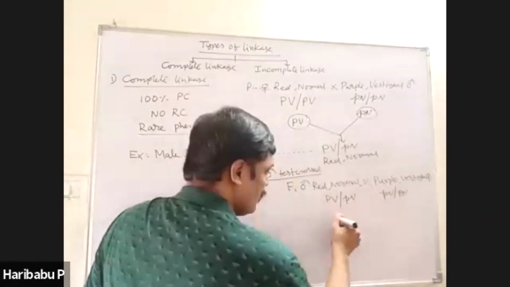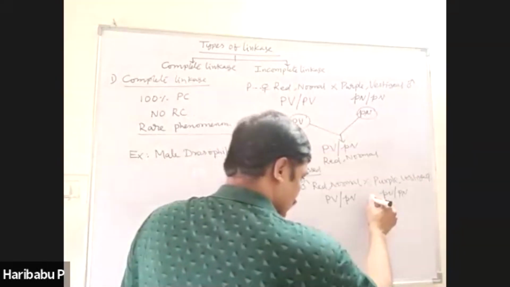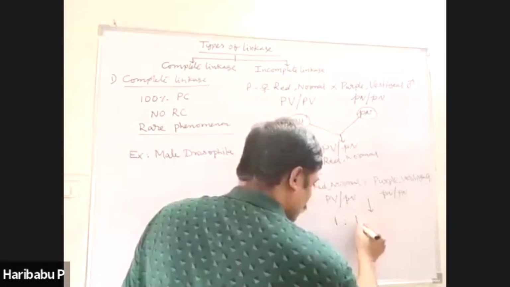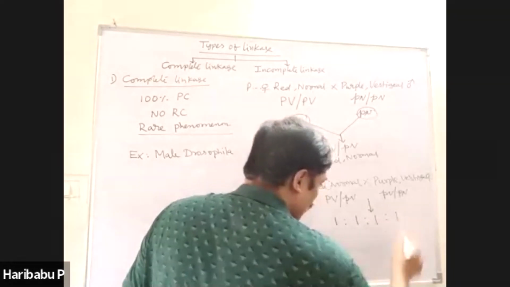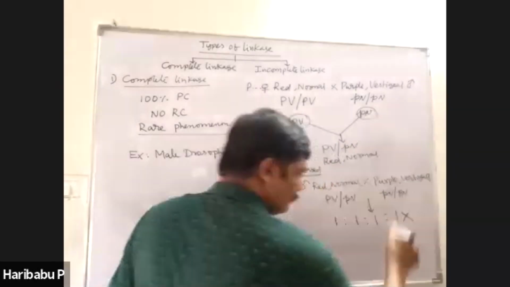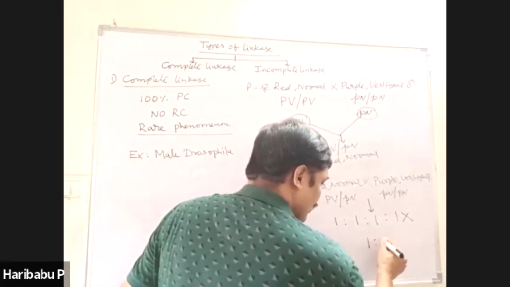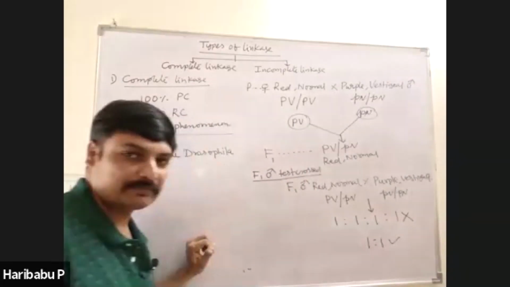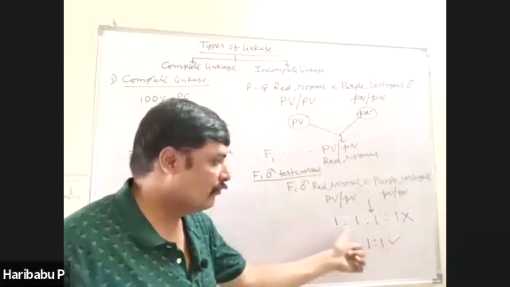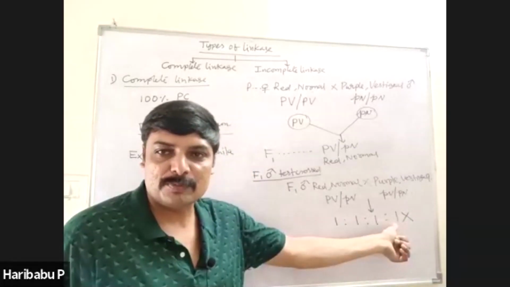It produces four types of gametes, and the other produces only one type. In this test cross, what is the expected ratio? 1:1:1:1 if they are present on different chromosomes. But this is not obtained. Instead, only 1:1 is obtained. That means four different types of organisms in equal ratio are not produced.